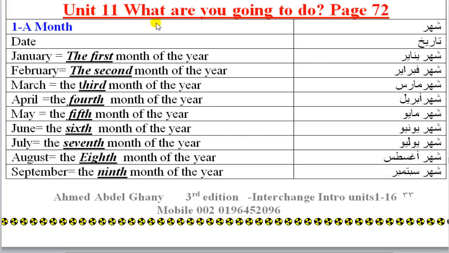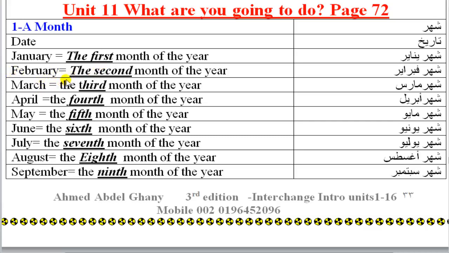Unit 11. What are you gonna do? What are you going to do? Going to, gonna. Page 72. 1. A month. Date. January, the first month of the year. First, number 1. February, the second month of the year. February 2nd.